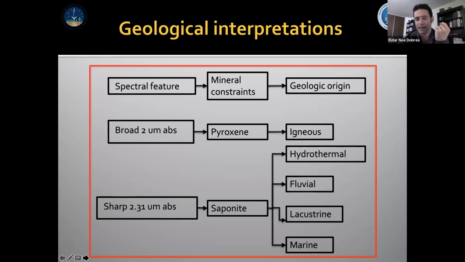You cannot form it by any other processes. So basically it's unique. However, there are other minerals, for example, saponite on the bottom, which can be detected by a sharp 2.3 micron band, has multiple potential origins, can be hydrothermal, fluvial, lacustrine, or marine. So you can already see that detection of some minerals is entirely unambiguous as to geologic origin, where others present a high level of uncertainty in their geologic origin. So this is where we start looking into the uncertainty. Go next, please.